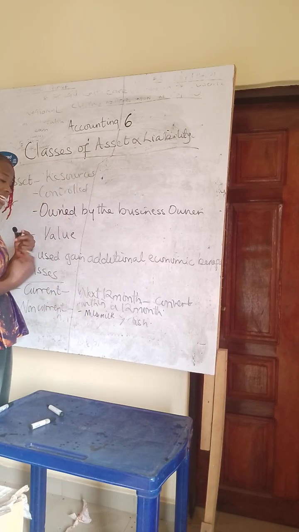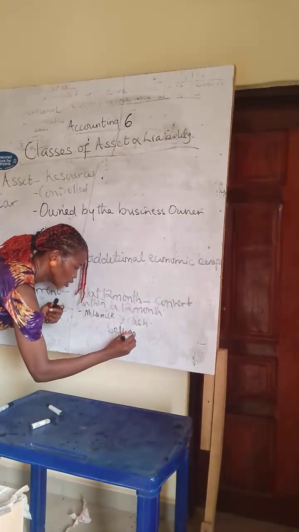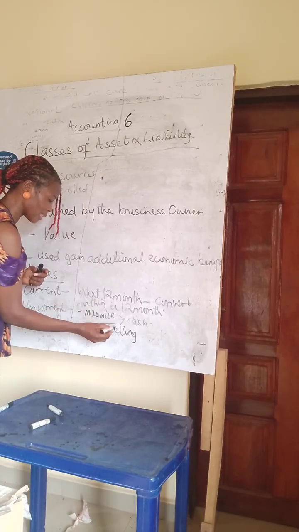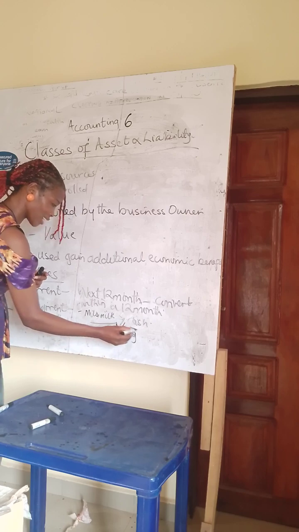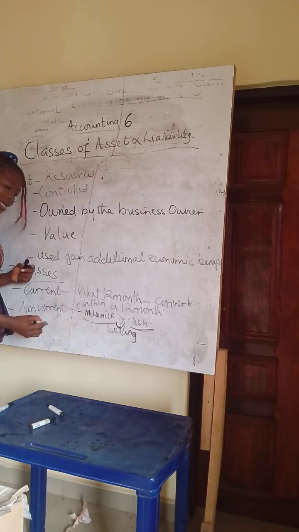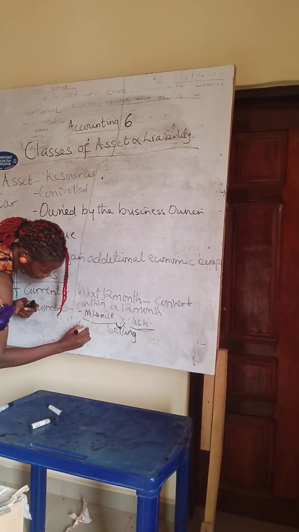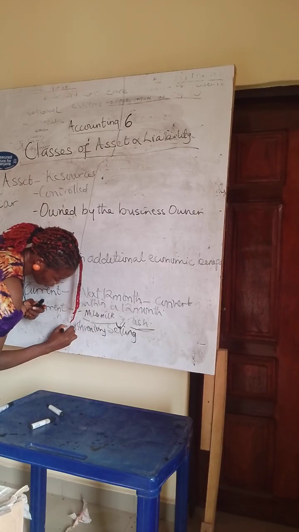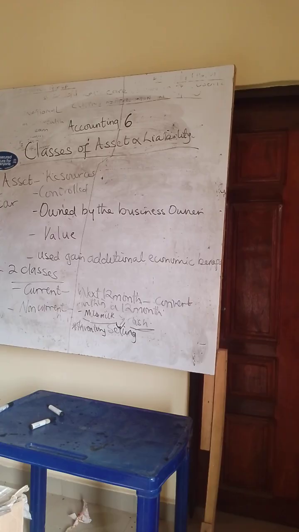Are we together? And that is by virtue of what? Selling them. So by selling this Milo and milk, I've been able to convert them from Milo and milk, which is stock, to cash. This is a current asset and it falls under what category? Inventory. Inventory simply means stock. Things you put in your shop you want to sell. Those are your inventory, depending on the nature of your business.